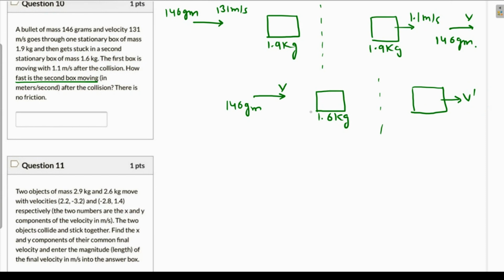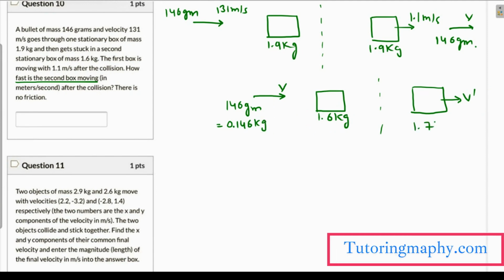We need to find the value of v dash. The masses add up, because 146 grams is 0.146 kilograms, and when we add the two, 1.6 plus 0.146 is 1.746 kilograms. So we need to apply the conservation of momentum in two cases, case A and case B. Let's apply it in case A.